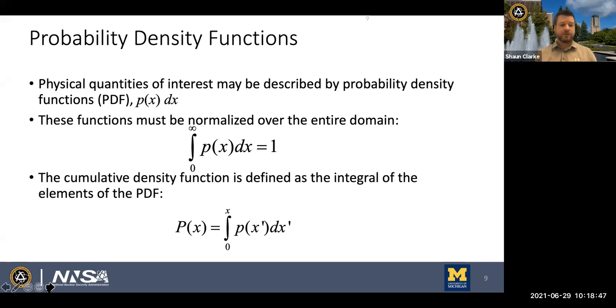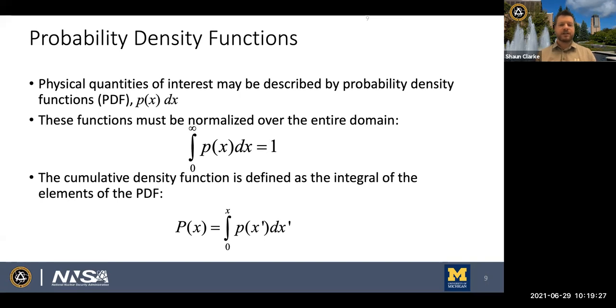In order to be a PDF, P of x needs to satisfy 2 main properties. The first property is that it has to be normalized over the entire problem domain. So whatever x is, if it's distance or time or energy, if that's integrated over all space for that variable, it must integrate to 1, which basically means something has to happen. It's a probability, so it must be normalized over the entire problem domain. The second property is that it has to be positive. It's a probability.